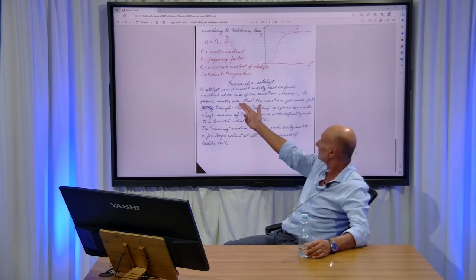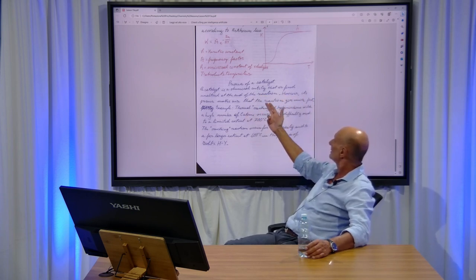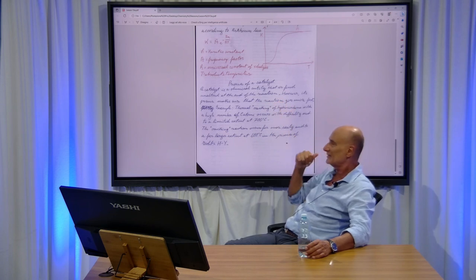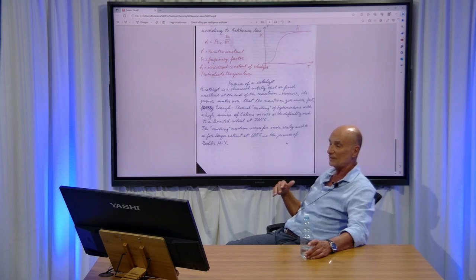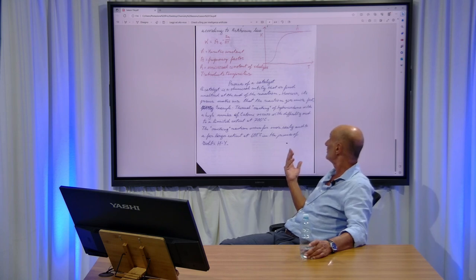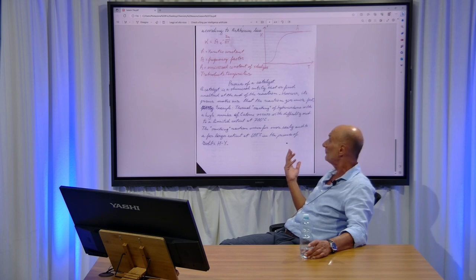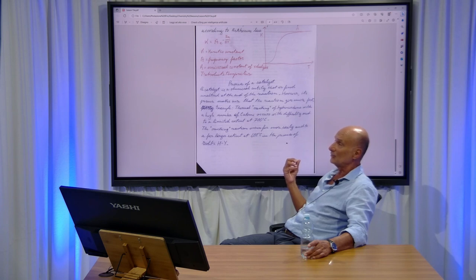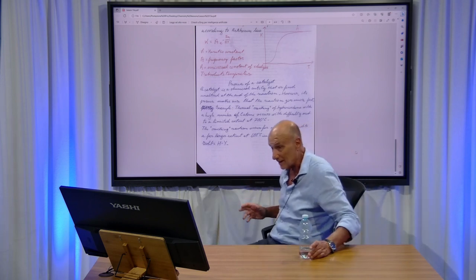A catalyst is a chemical entity that we find unaltered at the end of the reaction. So it's something that you put in the reactant system and that at the end of the reaction you find unaltered. However, its presence makes the reaction go faster. Namely, if the presence of this catalyst has allowed the reaction to go faster, it may take part in the reaction in some way. Let's make an example.